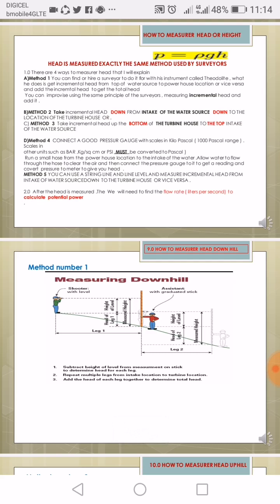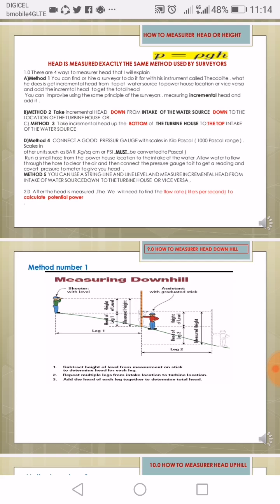Now the height, so we need to find it. Head is measured exactly the same method used by surveyors. Okay, four ways to measure head. One, you can hire a surveyor and give him lunch money. Now, by using a legal instrument, also called a theodolite.